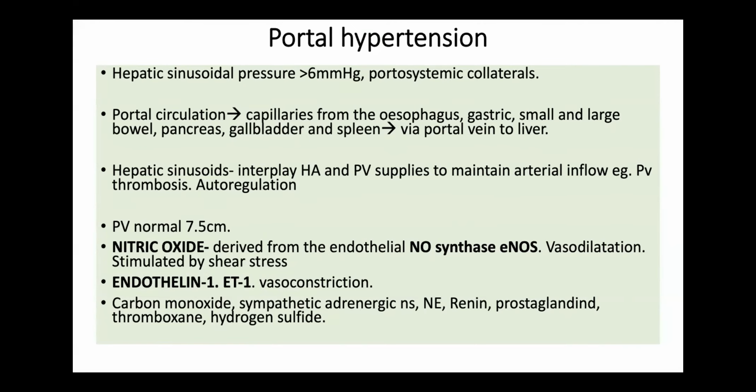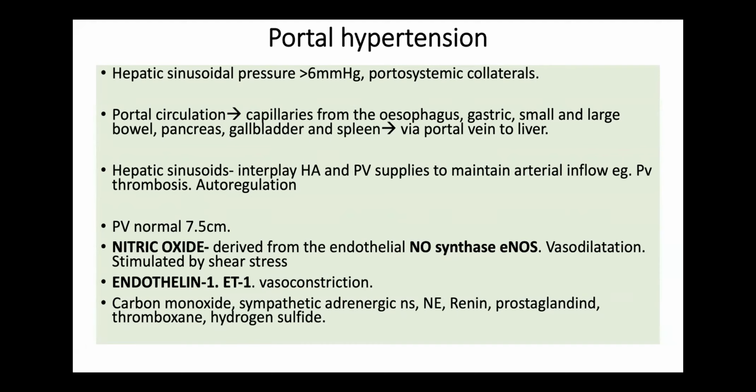Your hepatic sinusoids are then located in your liver. There's an interplay because you have your hepatic artery also supplying the blood supply. So your hepatic artery and your portal vein supply the sinusoids to maintain arterial inflow. And they actually have autoregulation. They compensate for each other. For example, if somebody has a portal vein thrombosis, then the hepatic artery flow will increase in terms of compensation. I just highlighted the portal vein is plus minus 7.5 centimeters normally.